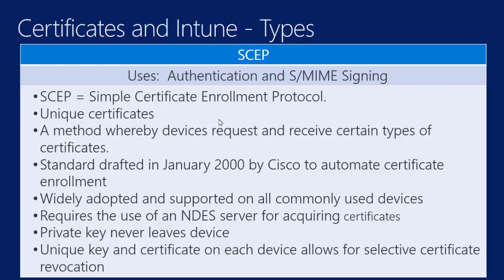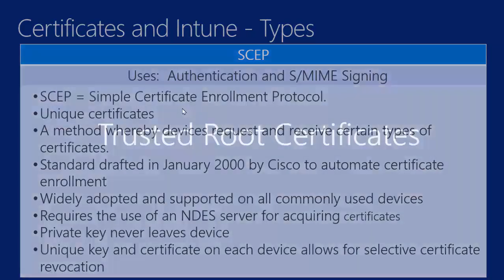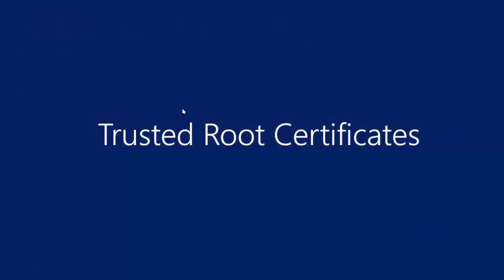One key part of this, the private key never leaves the device. That's seen as a very favorable kind of configuration by security typically, right? And then this probably applies to PKCS too, but because of the unique key and certificate on each device, you can do selective certificate revocation and so forth. We're really not going to get into certificate revocation in this session, but FYI. Okay, so that's the precursor. Let's start the journey to talk our way through all of the different kinds of certificate profiles that you can deploy in Intune. We'll start with the trusted root certs.